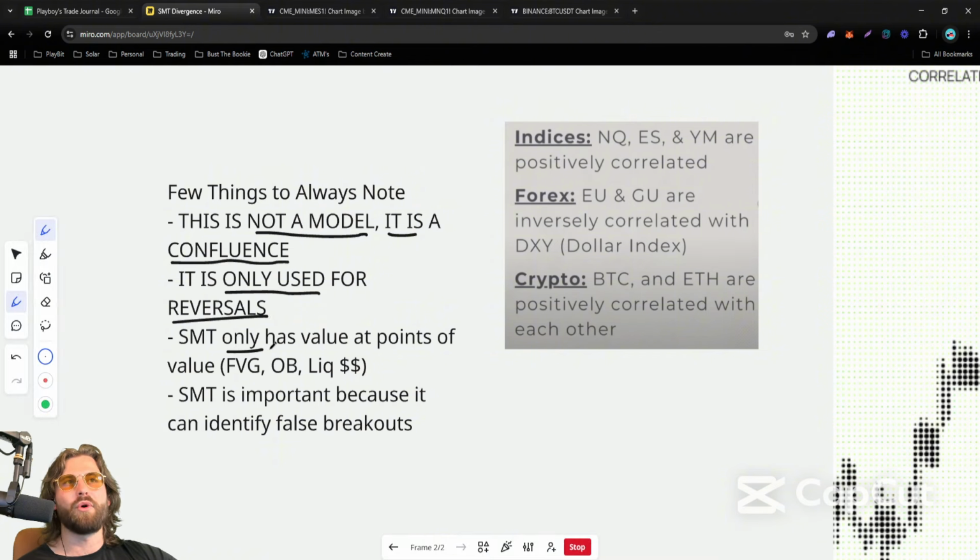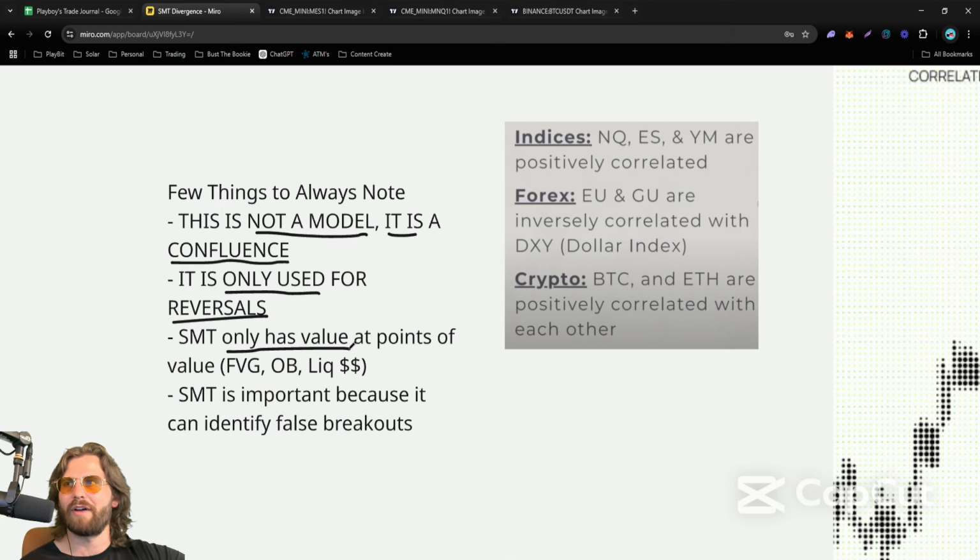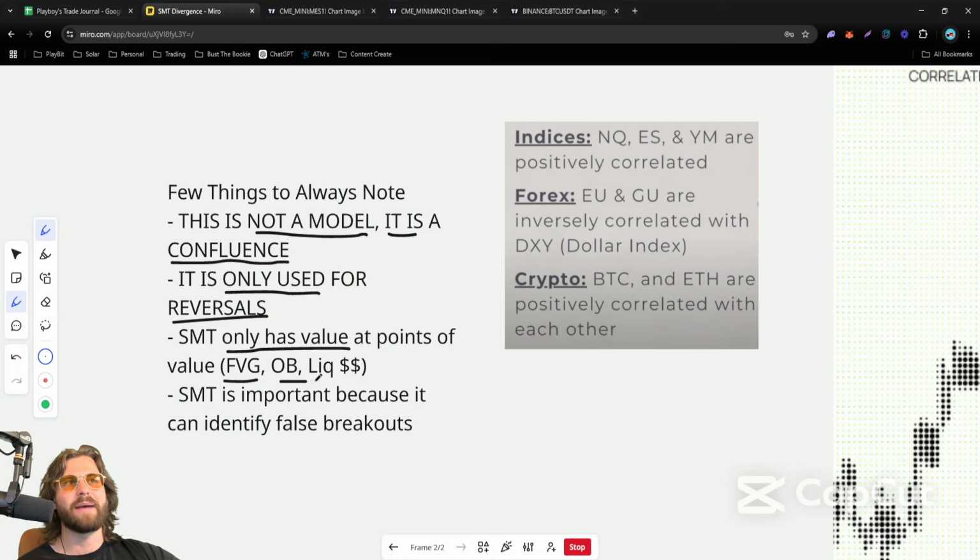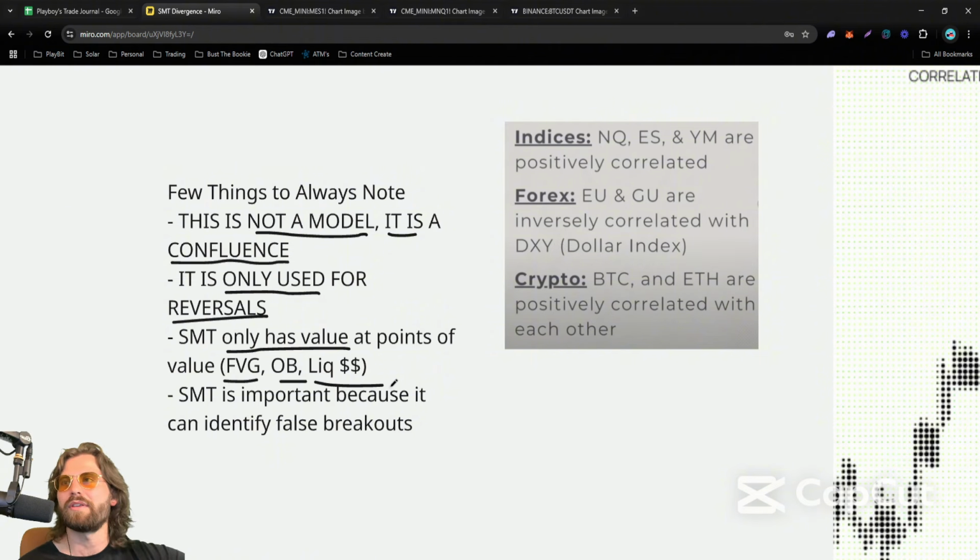SMT also only has value at certain points. You can find SMT on the 1 minute. You can find SMT on the 5 or the 15 minute. You can find it on the daily. But if it is not at a point of value, then why would you expect the SMT to have value? And those values are defined by fair value gaps, order blocks, or points of liquidity, time-based session liquidity, equal lows, equal highs. You get the idea. If you still have a question about what liquidity is, I think you should watch some of my other videos that describe what liquidity is and how to use it properly. This will help you use SMT divergence more properly in your trading.